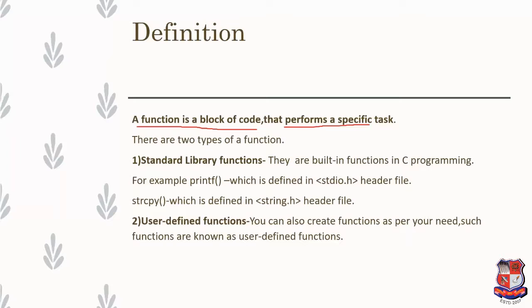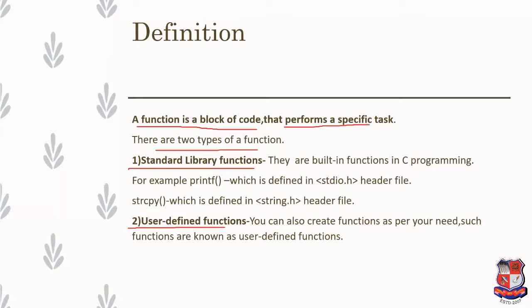Basically, up till now you have seen we were using only one function, that was main, right? So today we will see which kind of other functions you can use in your C program. So basically there are 2 types of a function. First one is your standard library functions. Second one is your user-defined functions.